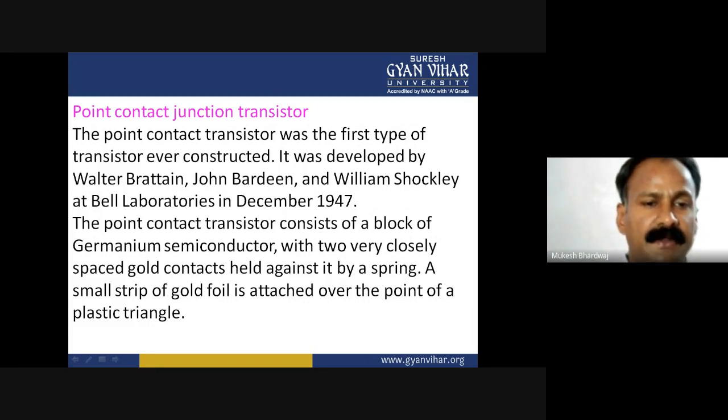The point contact transistor consists of a block of germanium semiconductor with two very closely spaced gold contacts held against it by a spring. A small strip of gold foil is attached over the point of a plastic triangle.